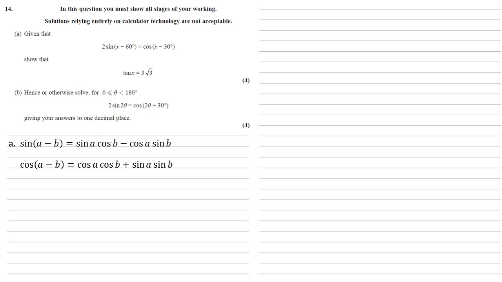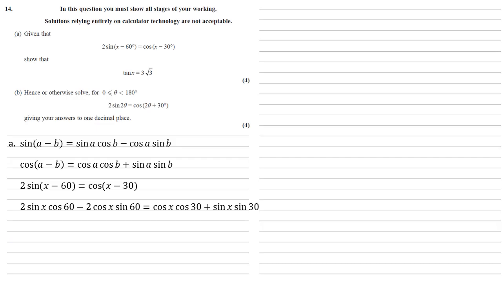We're going to put these into the initial equation, using x as our a, and 60 as our b for the sine, and for the cos, x is going to be the a, and 30 is going to be the b. So putting those into the formulae, we get that 2 sin x cos 60 minus 2 cos x sin 60 is equal to cos x cos 30 plus sin x sin 30.